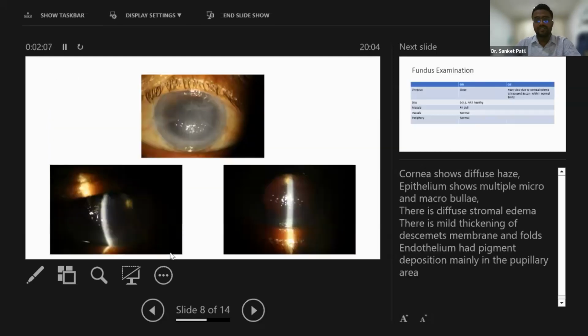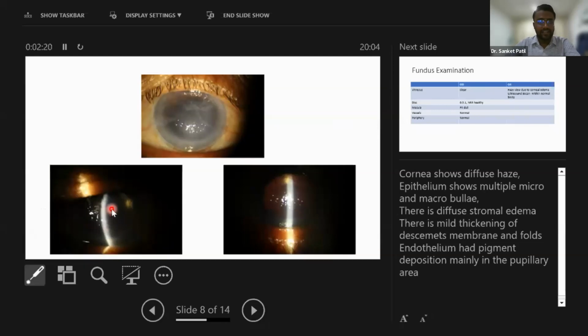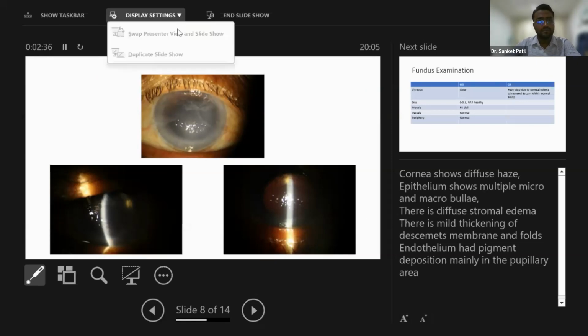As you can see in the image here, the cornea shows diffuse haze. The epithelium shows multiple micro and macrobullae. There is diffuse stromal edema. There is also mild thickening of the Descemet's membrane along with Descemet's folds, as you can see here. The endothelium had pigment deposition, mainly in the pupillary area.